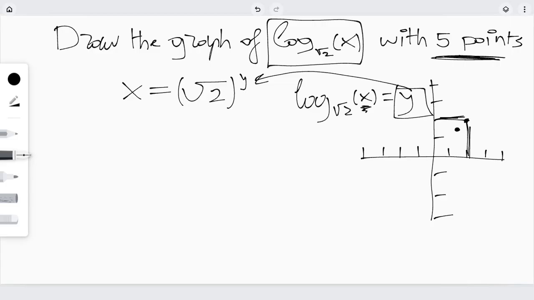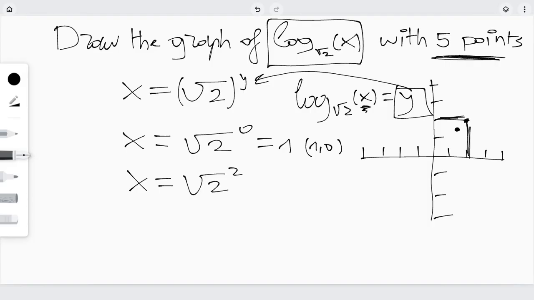So now we just need to find some nice values for y. Maybe the first is, we say that y is equal to 0, then x is equal to 1. So we have the point (1, 0). X is 1, y is 0. So another point may be that we choose 2, because then the square root cancels and it's equal to 2. So we also have the point (2, 2).